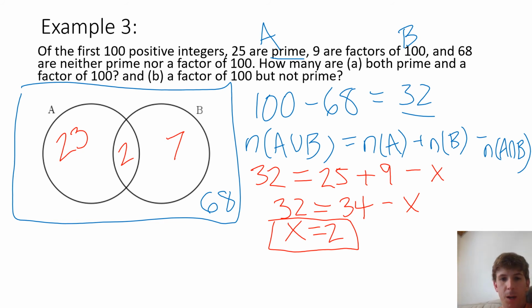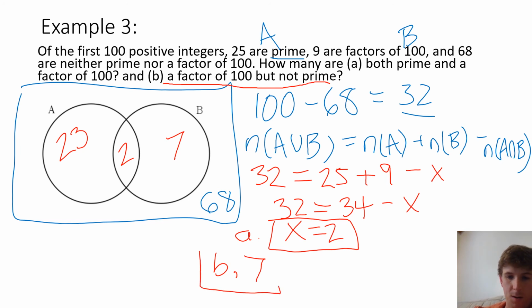So the answer to part B, a factor of 100 but not prime, is just going to be 7, the number that are simply a member of set B, a factor of 100, but not prime.